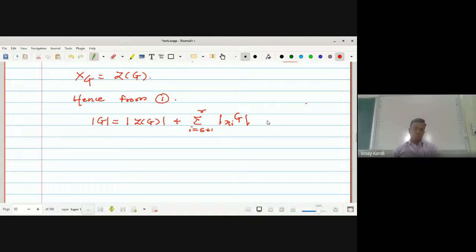Okay, but we know that order of X_i G is equal to order of G upon order of G X_i. Is it correct? This X_i belongs to Y. Equation star. Okay, by the previous theorem we proved this one.